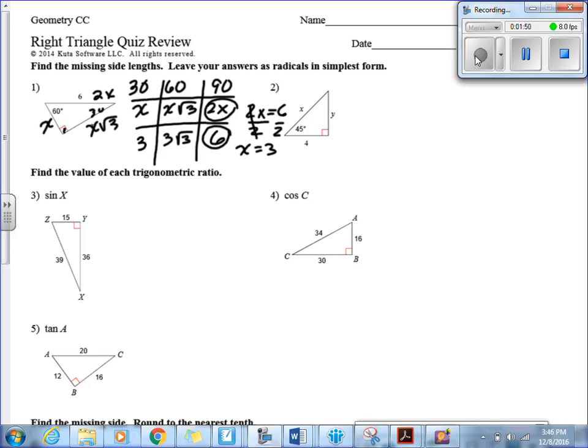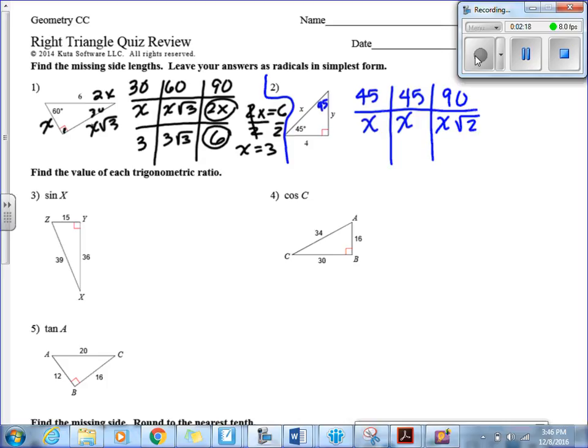The second problem here is a 45, 45, 90 triangle. So let's start off with writing out our angles. They're both 45 degrees. That means it's an isosceles right triangle. And then I'm going to fill this in. This would be x, and this would also be x. This is x radical 2. That is something you really need to know. So this is x, this is x, and this is x radical 2.